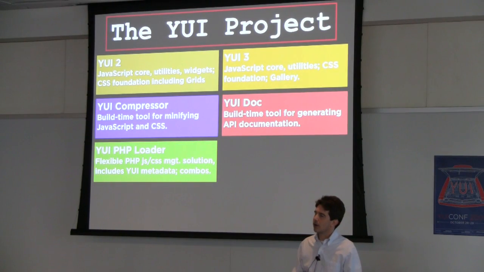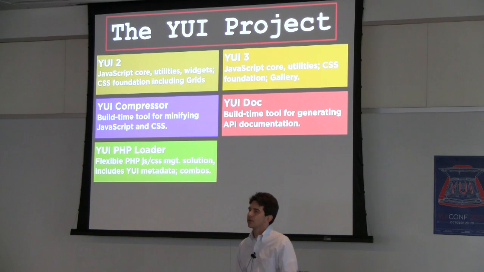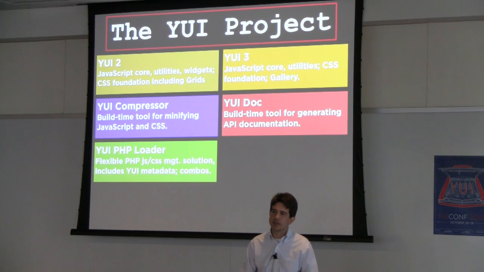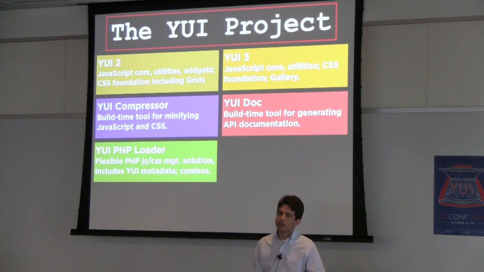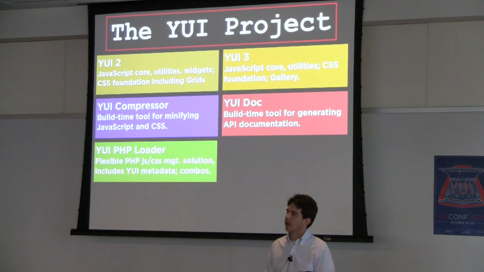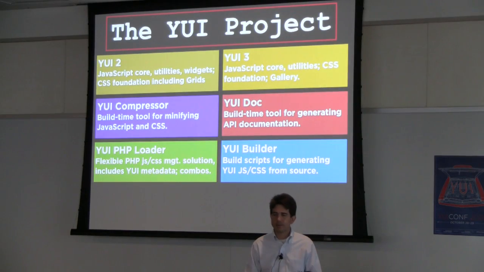The PHP Loader is a flexible and generic tool for loading modular dependencies in JavaScript and CSS. So we ship it with YUI metadata for both YUI 2 and YUI 3, but across Yahoo for the past several years, a lot of groups have used it to package their own modules and include their own JavaScript and CSS on the page. So generic tool, part of the YUI project, ships with YUI 2 and 3 metadata, but you can use it for your own stuff as well. It also includes a combo handler. So if you wanted to move off the Yahoo CDN for some reason, but you still wanted to keep combo handling, PHP Loader is a good tool for that.